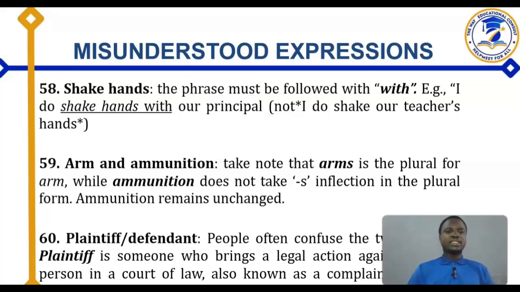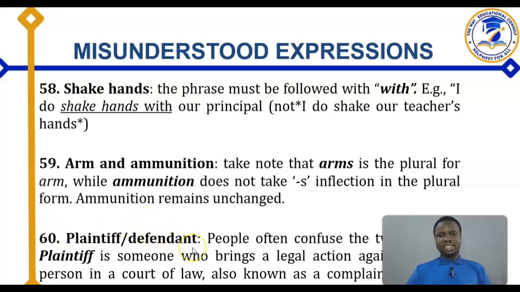Number 59 is arm and ammunition. Arm is a countable noun that could take s as a plural form. But ammunition is uncountable, so you don't add s to ammunition. So when you see it in your questions and you have to take the plural form, it's going to be arms with s and ammunition. Arms and ammunition. So ammunition remains unchanged, just like you have words like furniture, are we together? All those uncountable nouns.